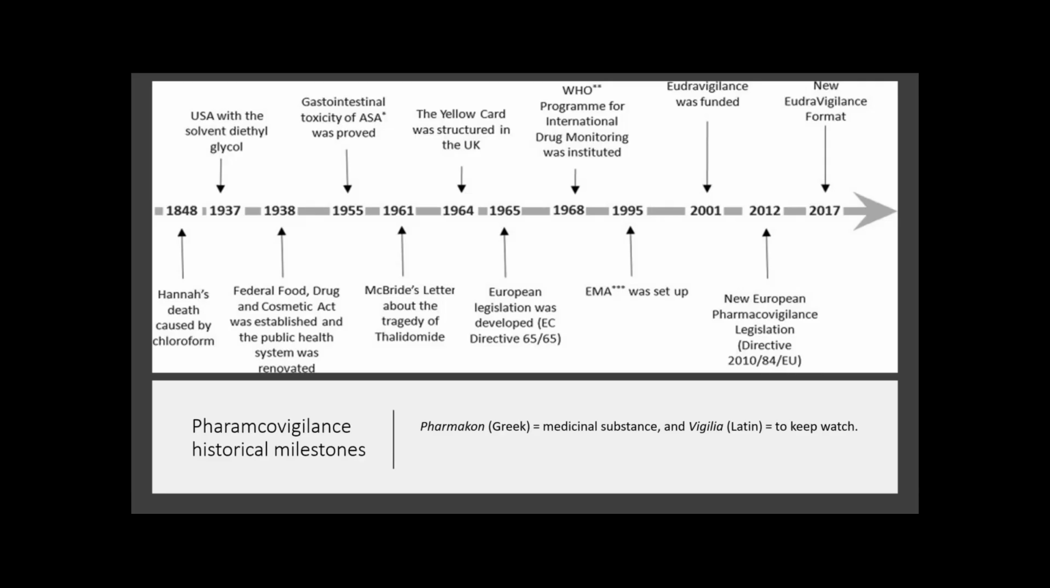Since that date until today, there have been many different milestones in the area of pharmacovigilance. We can talk about the Federal Food, Drug and Cosmetic Act in the 30s, the Yellow Card in the UK in the 60s, the European Medicines Agency in the 90s, and so until today, where we have very complex and probably very good systems to monitor the safety of drugs.